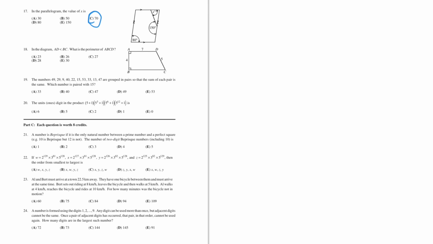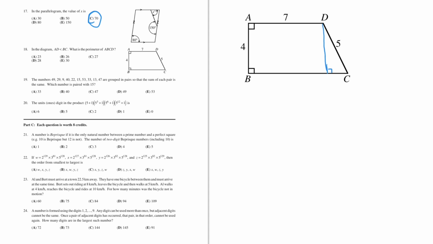Number 18. In the diagram, AD is less than BC. What is the perimeter of ABCD? First, we draw a line parallel to AB. So the angle is a right triangle. If this point is E, CDE is a right triangle. So DE is the same as AB, that's a rectangle, so that's 4. So EC will be 3, that's a Pythagorean triple. If you don't know, just use the Pythagorean theorem.